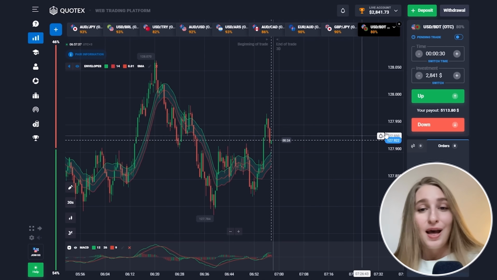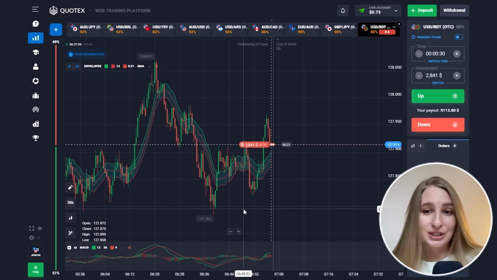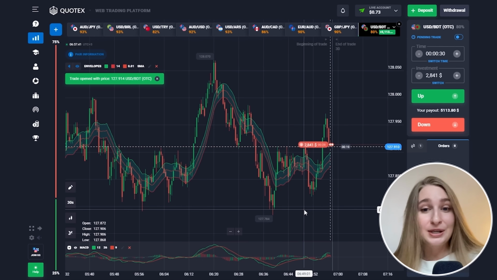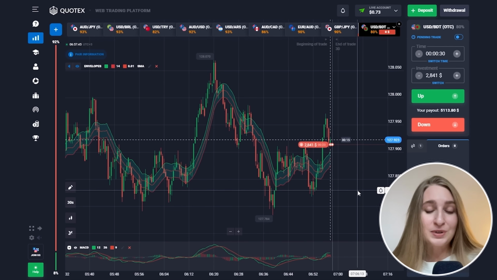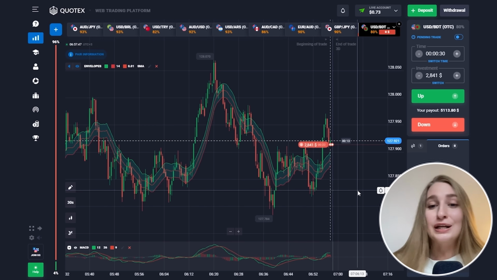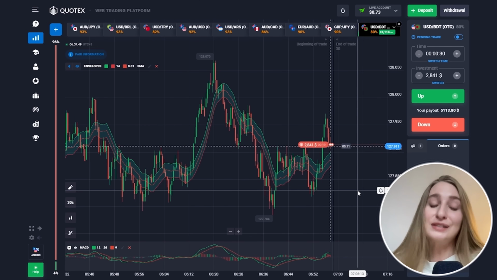Here in this place, I see that the price is already going down and we open a trade in the same direction, so like down. Here we can also see from the envelopes indicator that the overall movement is to the downside, and therefore the trade was opened in the same direction.